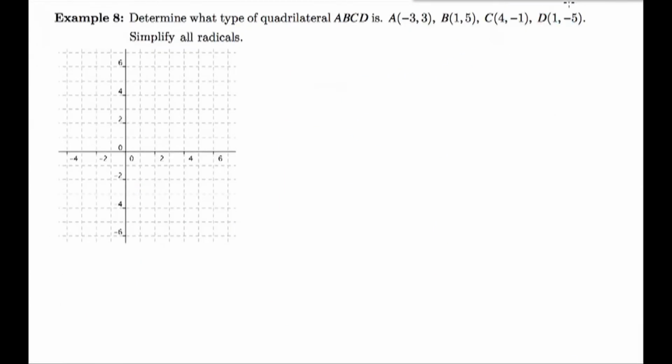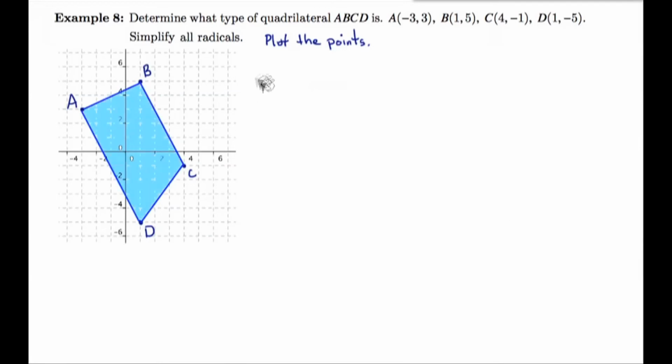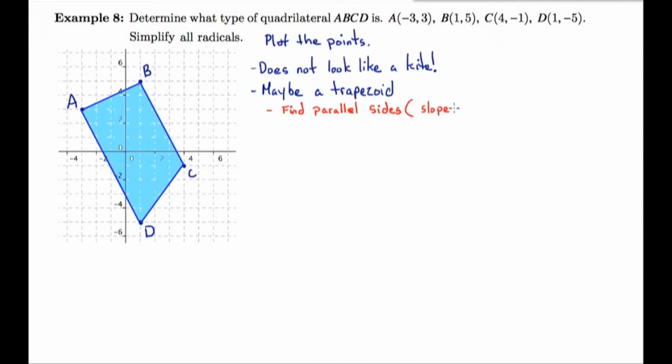Example 8, determine what type of quadrilateral ABCD is. So I have 4 points here. Let's plot the points. Now this does not look like a kite to me, but this section is also about trapezoids. And so let's see, if we have one pair of parallel sides, then we know we've got a trapezoid. Slopes are going to be the same for parallel sides. So it seems to me that the slope of BC and the slope of AD might be equal.